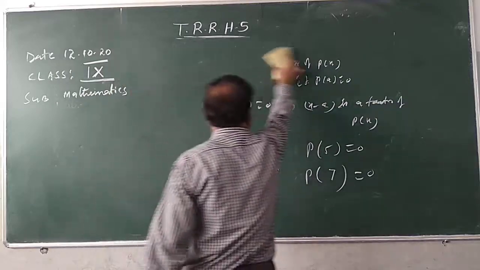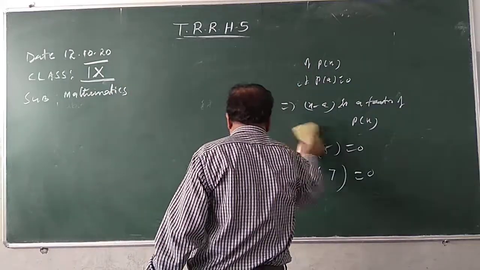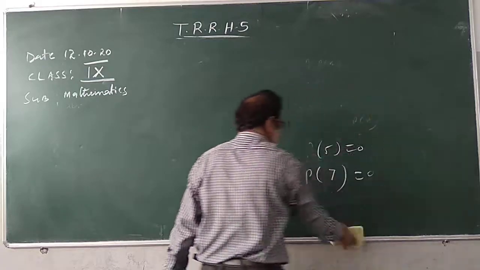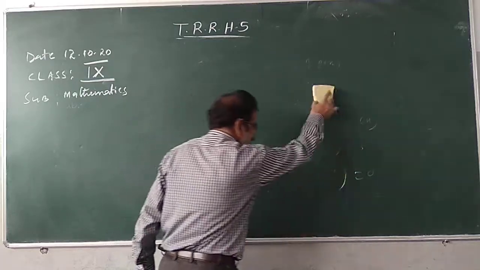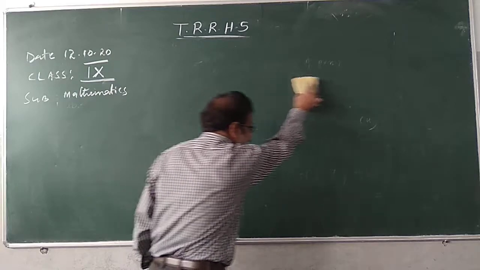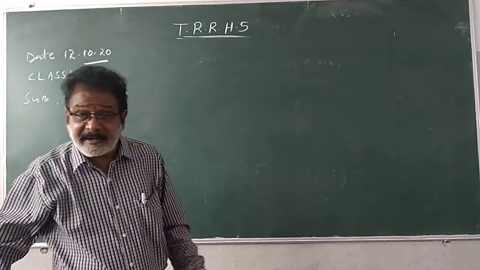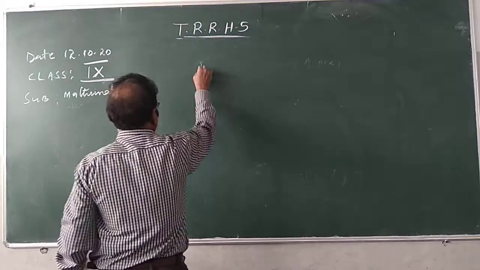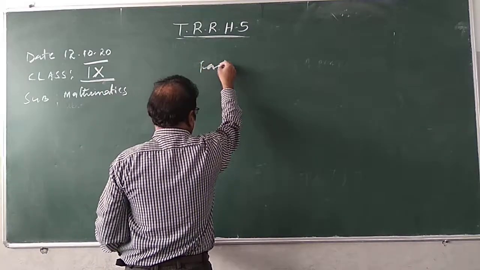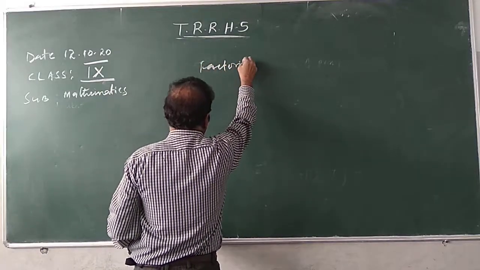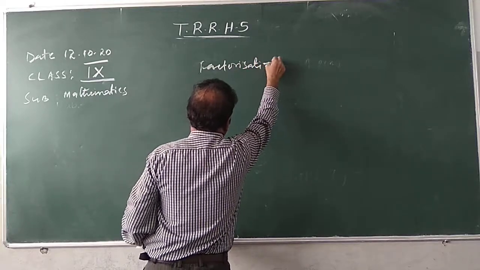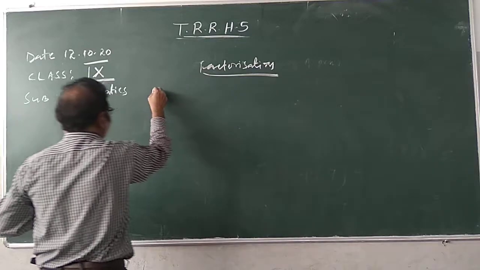Now, let us factorize. In the factorization, I already explained how to factorize a quadratic polynomial. What is a quadratic polynomial? The polynomial of second degree is called a quadratic polynomial. So, factorization I already told you. Once again I explain factorization. How to factorize?